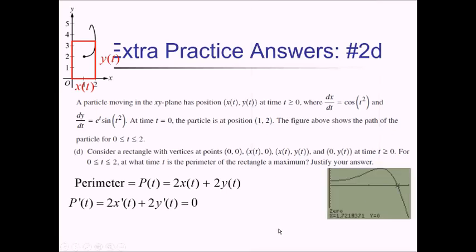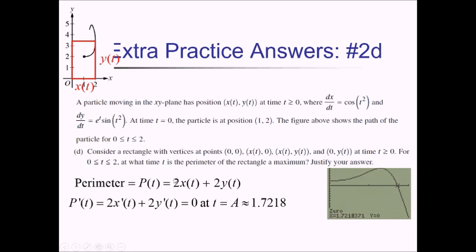So there it is again. And I'm going to call that time A, just so I don't have to keep rewriting it. So now I have to prove that I've got a maximum somewhere here. One way you could do this is with the candidates test. We could actually plug A and also the endpoints 0 and 2 into this p function that we just created.